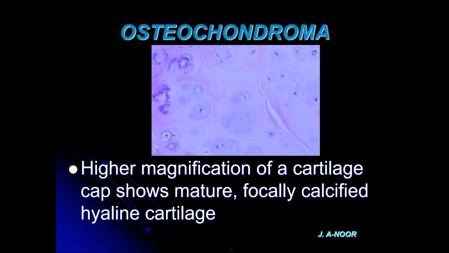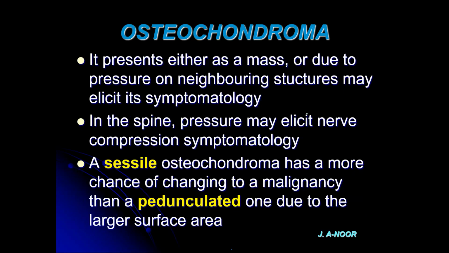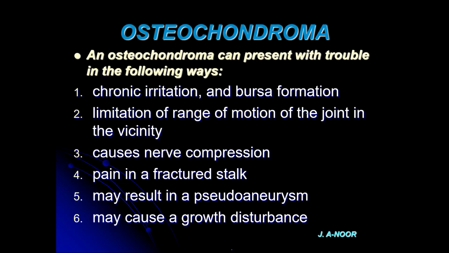Higher magnification of a cartilage cap shows mature, focally calcified hyaline cartilage. It presents either as a mass or due to pressure on neighboring structures, and this may elicit the symptomatology. In the spine, pressure may elicit nerve compression symptomatology. A sessile osteochondroma has a greater chance of changing to a malignancy than a pedunculated one due to the larger surface area. An osteochondroma can present with trouble in the following ways: chronic irritation and bursa formation, limitation of range of motion of the joint in the vicinity.